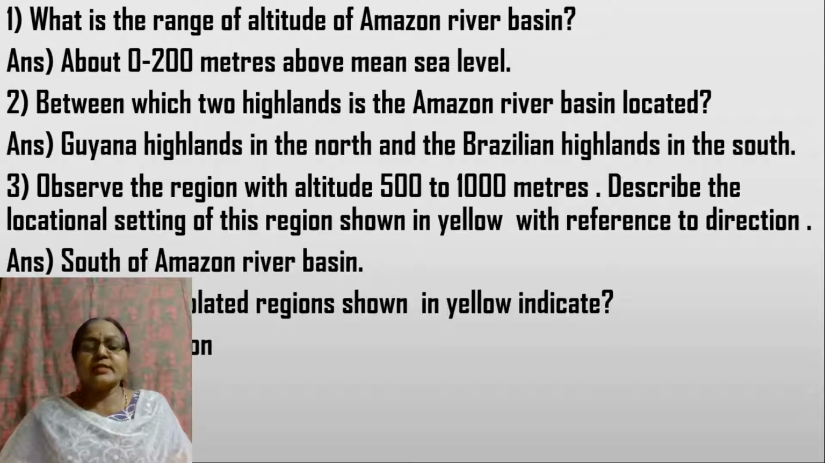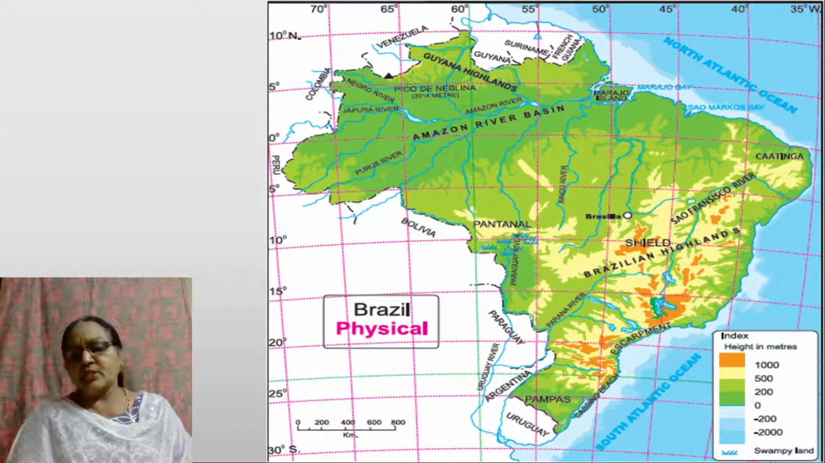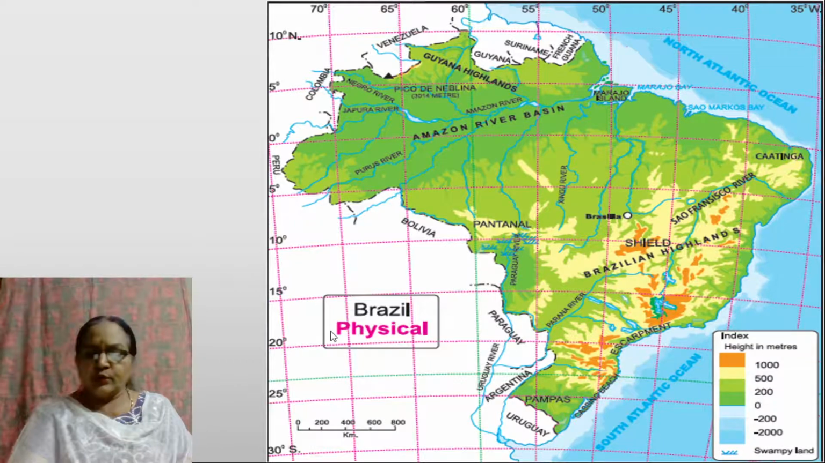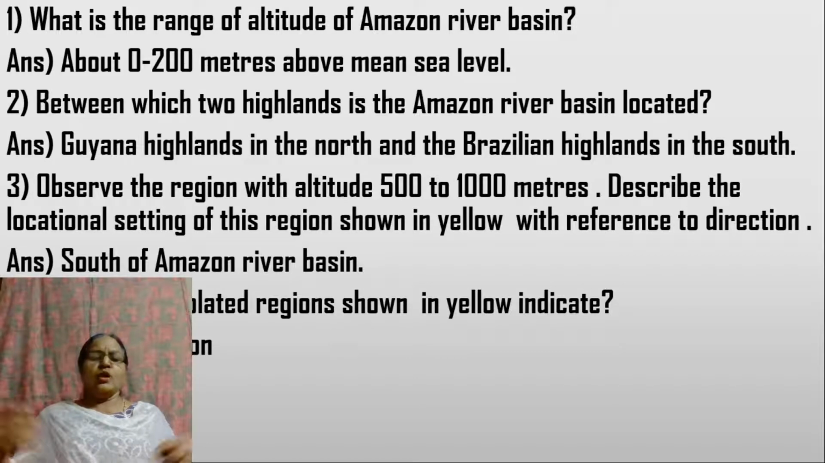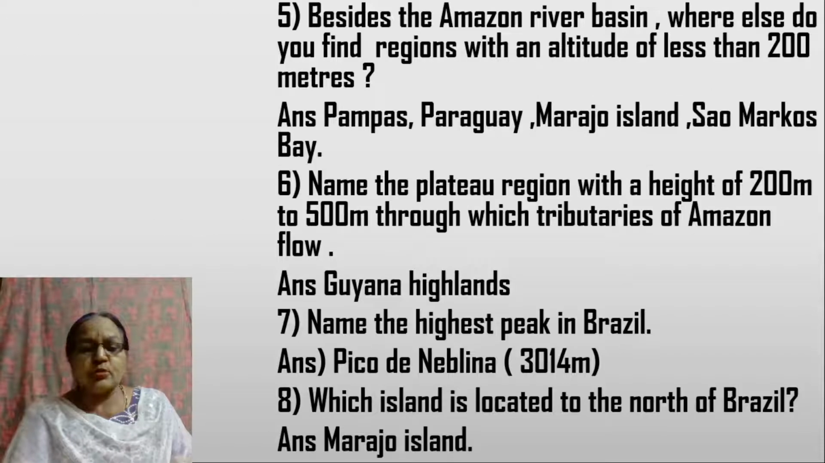What do the isolated regions shown in yellow indicate? As I told you, this region that is marked yellow shows you the plateau region. So isolated regions shown in yellow indicate plateau regions.